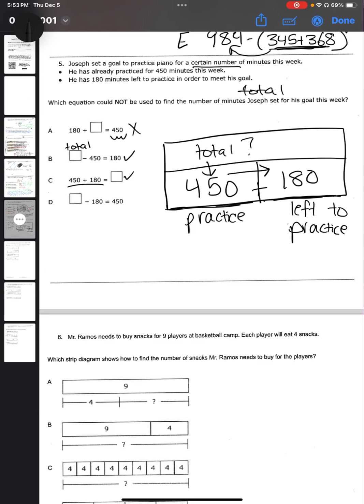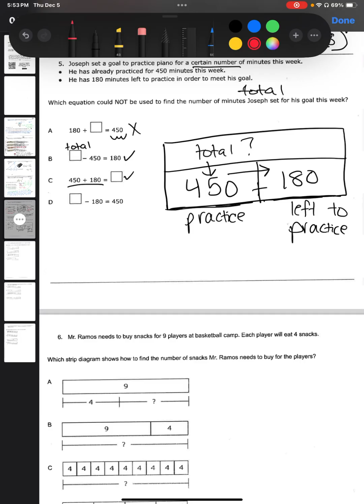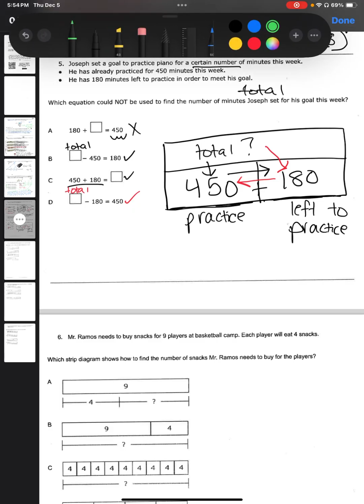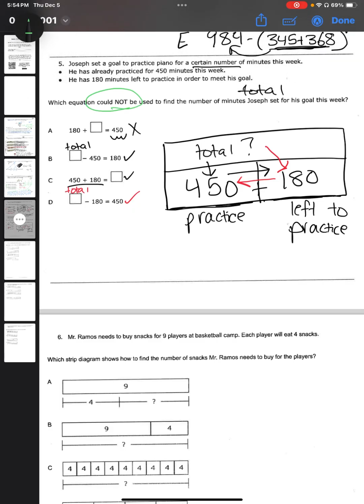And then D, something minus 180 equals 450. This is kind of like B, but in reverse. Something, our total, minus one part should give us the other part. So that would be a good way to find the answer. The only one of these that would not give us the answer would be A.